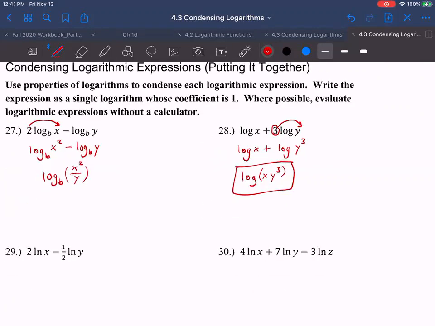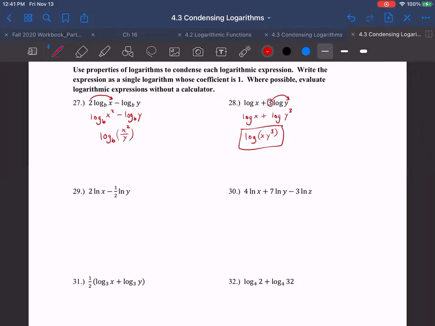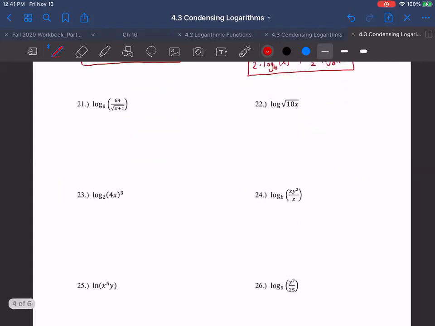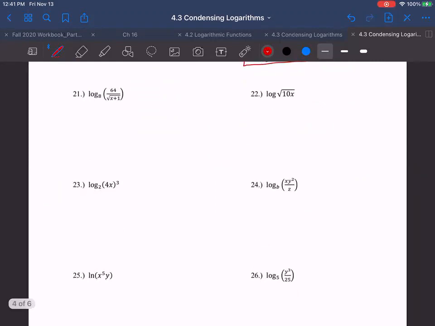All right, so I'm going to go ahead and pause it, see if there's any questions. But otherwise, start working on these ones here and on the next page and see how we do with the rest of class.